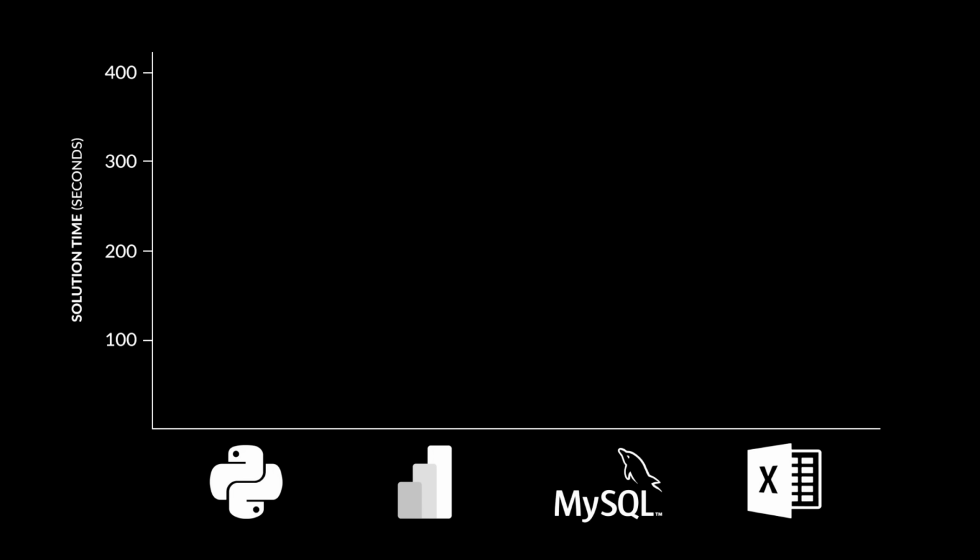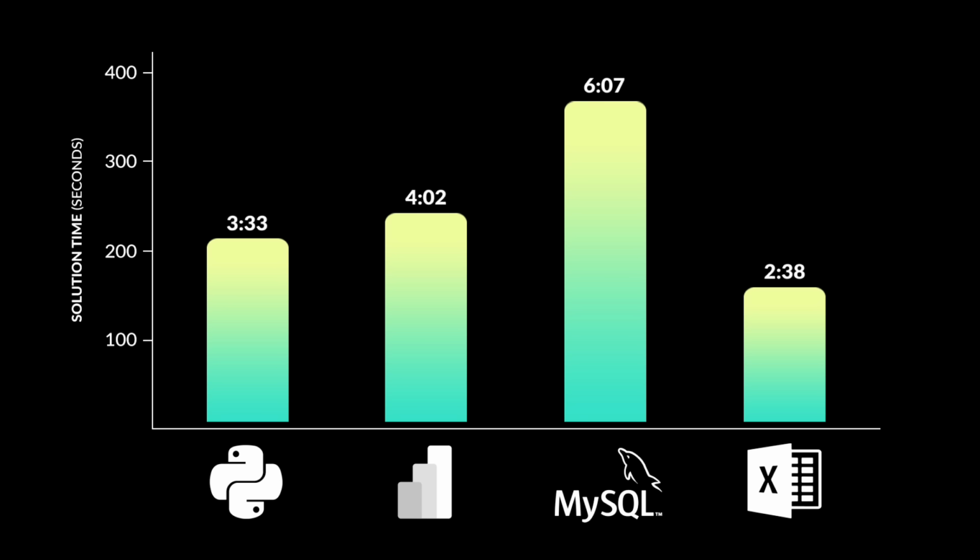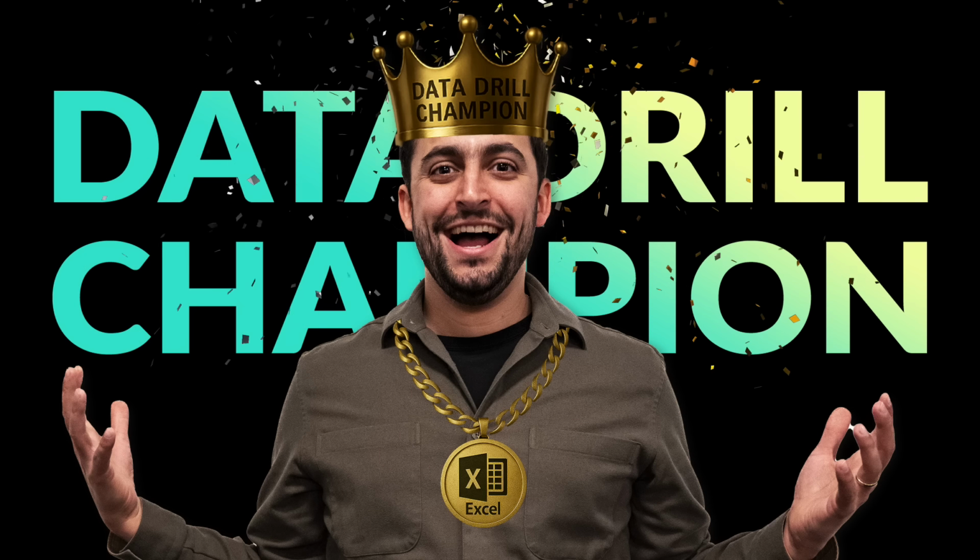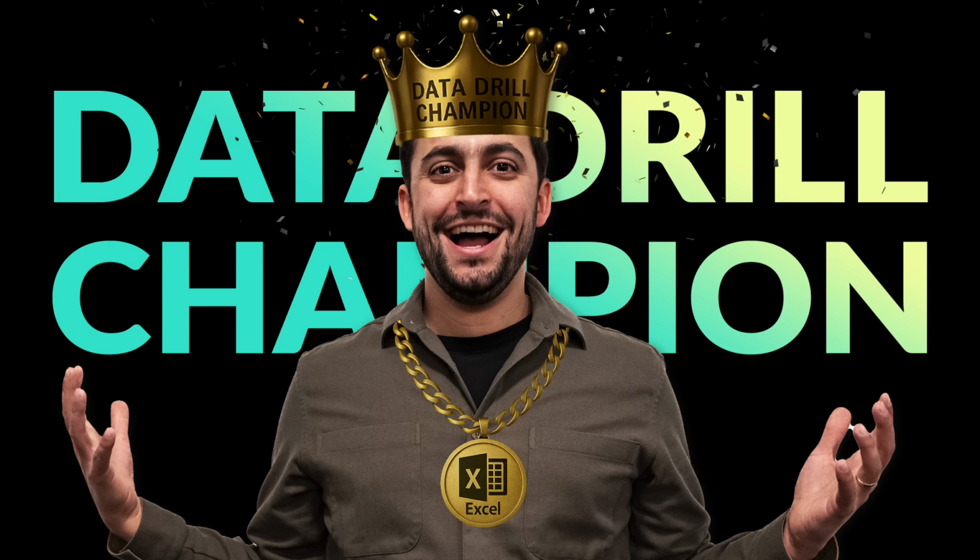So this was another close one with Python and Power BI pretty much on par. John's solution with SQL and ChatGPT was kind of the wild card here since it clocked in at just under 7 minutes, but could have been much faster without the extra QA. But at the end of the day, with an impressive time of only 2 minutes and 38 seconds, Excel really stole the show. Congrats, Enrique, you've officially earned the Data Drill crown.